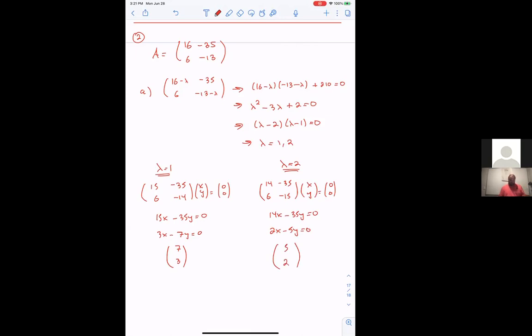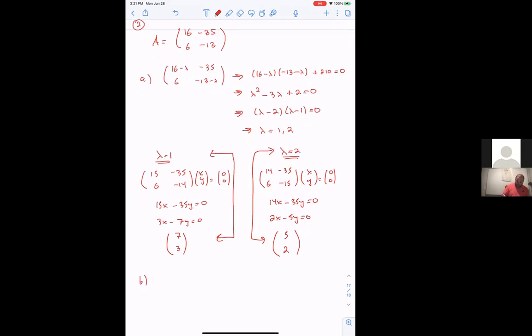So I have the eigenvalues. I have my eigenvectors, right? Eigenvalue with its eigenvector, eigenvalue with its eigenvector. Why is it diagonalizable? Because I have 2 eigenvectors. Part B: express A in the form A equals PDP inverse.